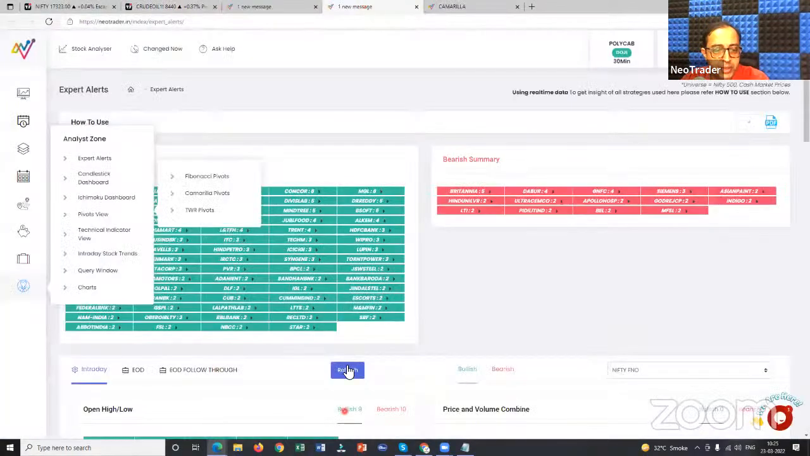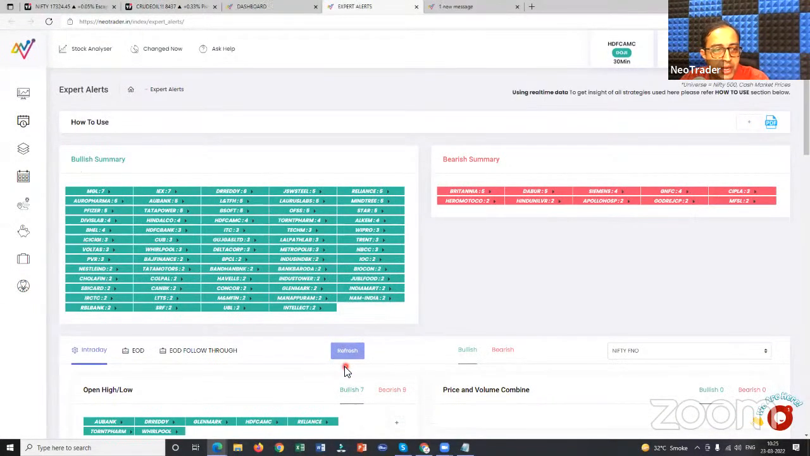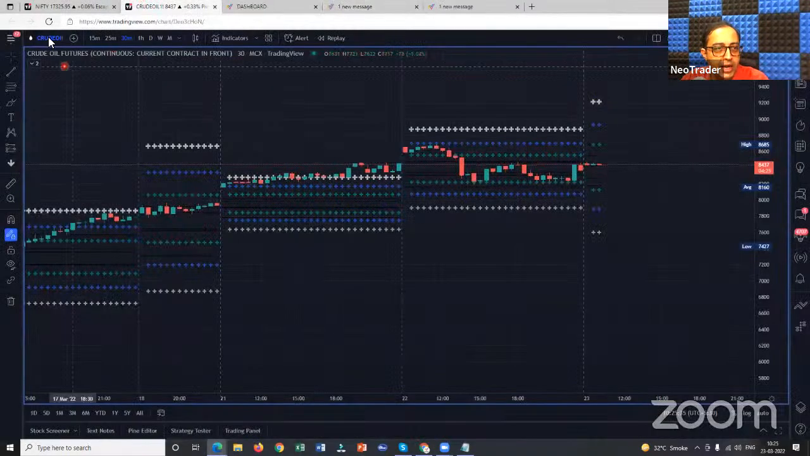So now let's go to the expert alerts and see if you can catch some new opportunity. Okay, so you can see here MGL continues to move up. IEX continues to move up. Okay, let's take a look at IEX.